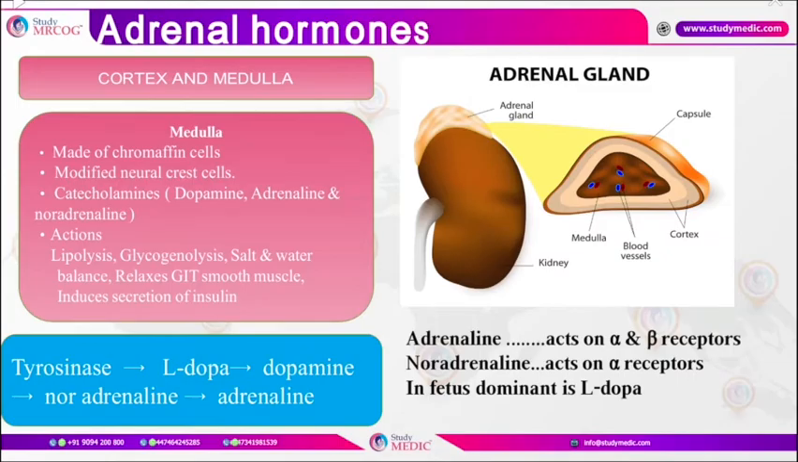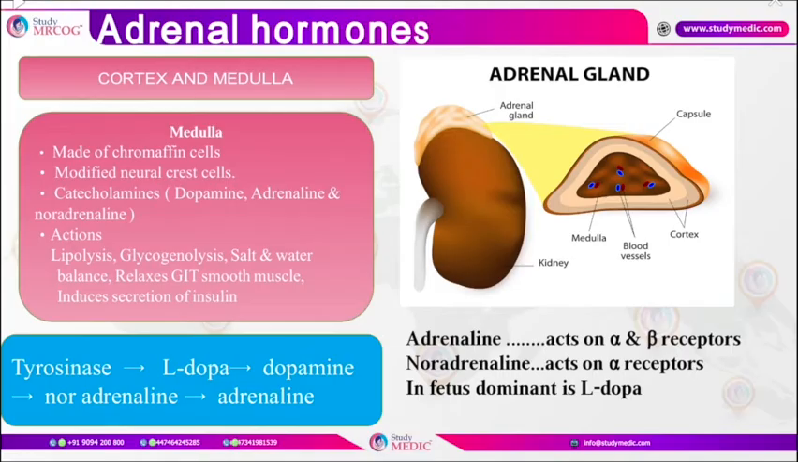We know that the location of the gland is above the kidney. The adrenal gland is divided into the cortex and medulla. Medulla contains the chromaffin cells. Medulla forms from the neural crest cells, that is, the modified neural crest cells. The cells from the medulla secrete the catecholamines, which include dopamine, adrenaline, and noradrenaline. And the action of these is lipolysis, glycogenolysis, and salt and water balance in our body. It relaxes the GIT, that is, gastrointestinal tract smooth muscles, and also induces the secretion of insulin.